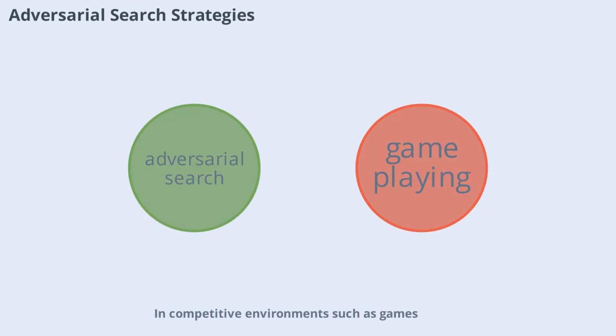In competitive environments such as games, adversarial search strategies come into play. Here, agents must anticipate the actions of opponents and plan accordingly. These strategies involve looking ahead at possible moves and countermoves, aiming to maximize the agent's chances of success while minimizing the opponent's. Adversarial search is a cornerstone of AI in game playing and strategic decision-making.